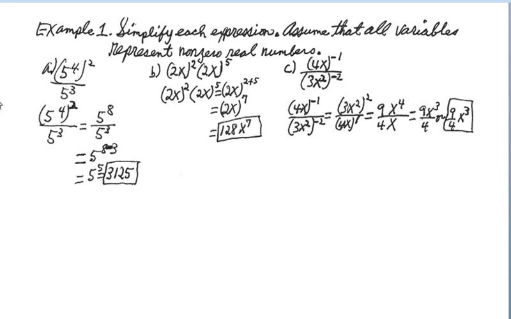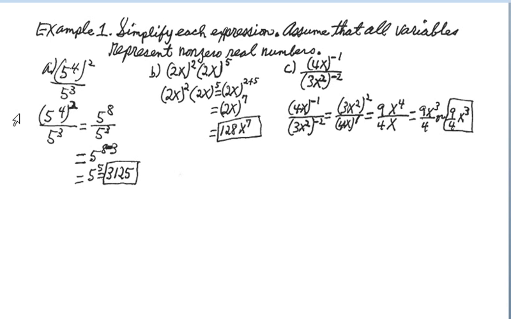Part C. 4x to the minus 1 power divided by 3x squared to the minus 2 power. Once again, we can invert these positions and change the sign of the exponent. So the new expression becomes 3x squared to the positive 2 power over 4x to the positive 1 power.